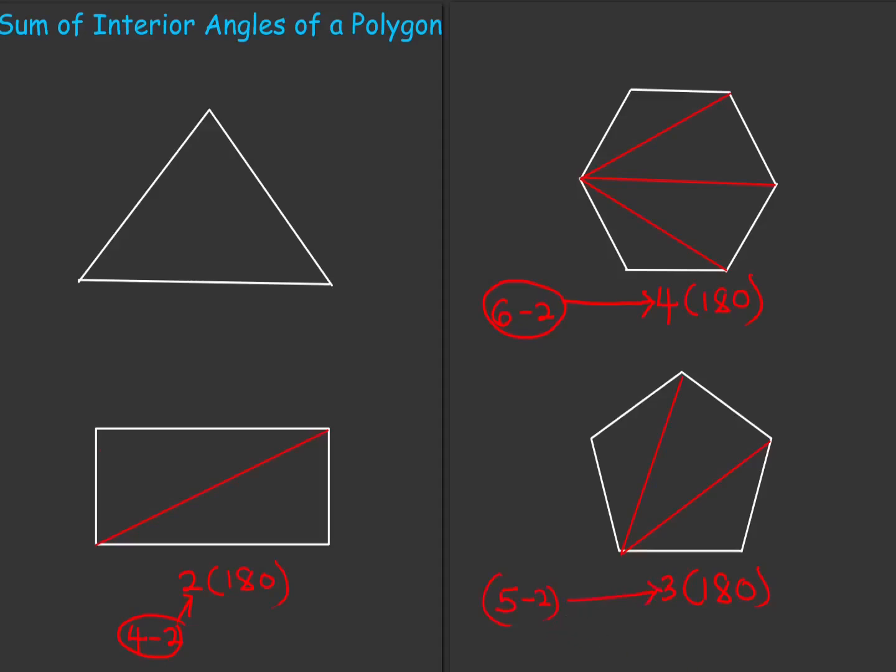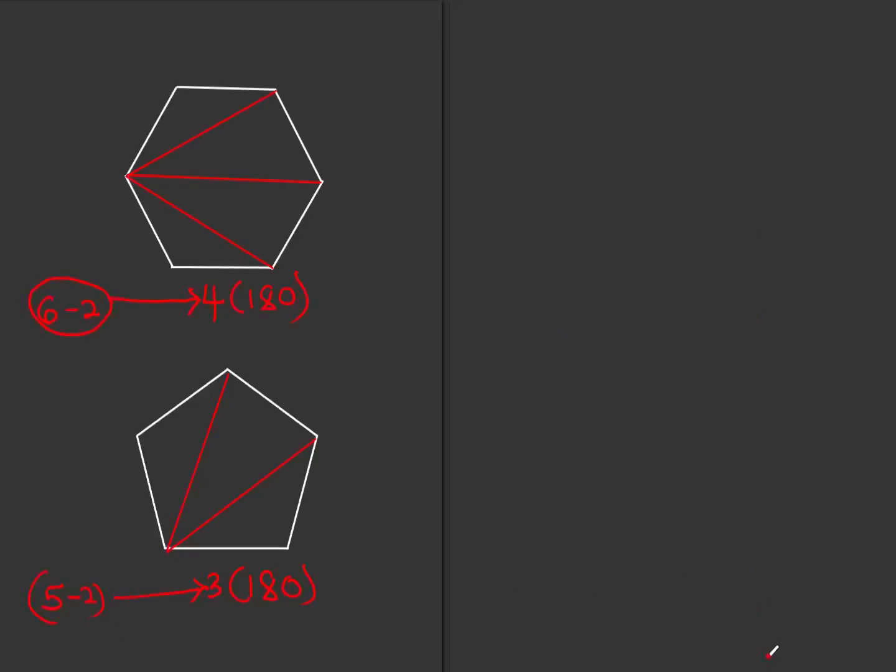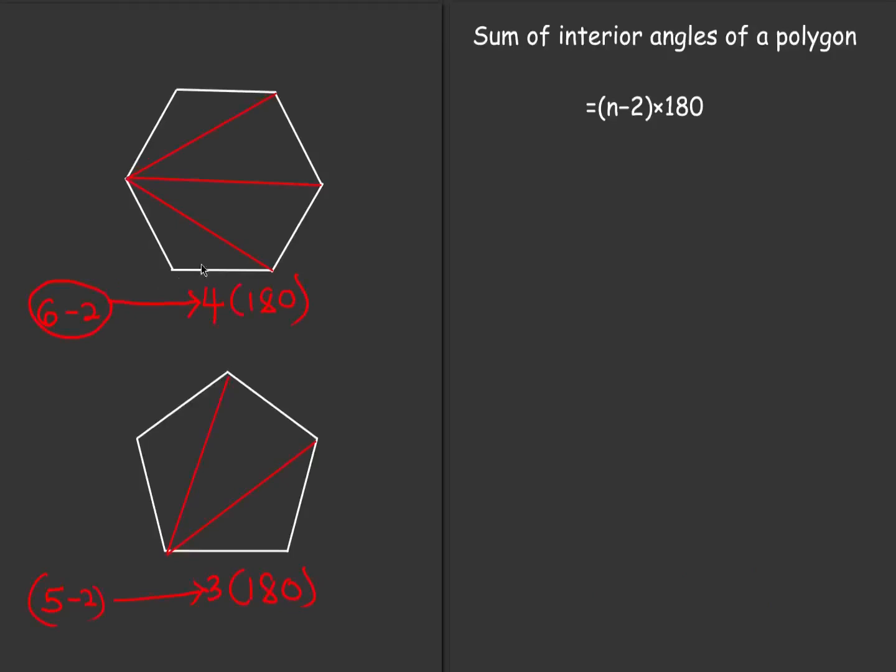Hence, we can conclude that if we want the sum of interior angles of a polygon, then it is best we use the formula (n minus 2) times 180. And what do we mean by the n? The n simply has to do with the number of sides of the polygon.